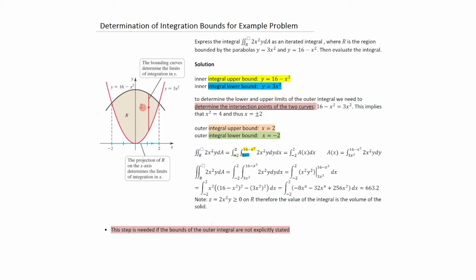Now, the other thing is to figure out, well, what are we doing here? What are we actually physically calculating? So let's look at z. That's what's in here. Remember we mentioned that if this is greater than or equal to 0, then we're computing a volume under the curve, where this would be the curve in the z direction. You'll notice that 2x squared y is always greater than or equal to 0. X squared is greater than 0 and y is greater than 0 because effectively it's not going below the x-axis. So in fact, we are computing a volume. Again, just to reiterate, you need to calculate intersection points if the outer integral bounds are not explicitly stated.